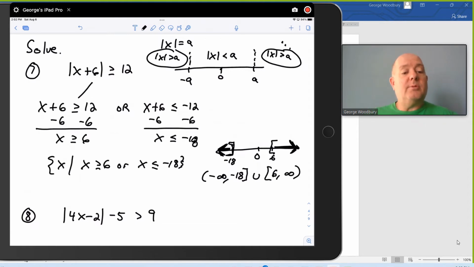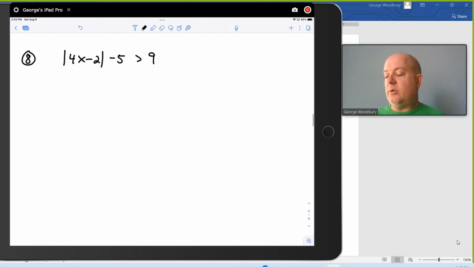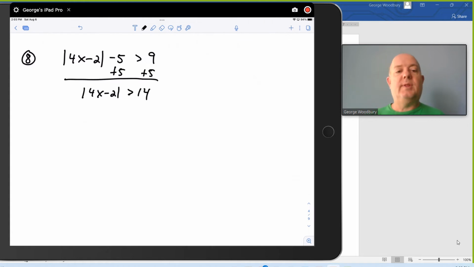Now the other problem at the bottom of the screen, the absolute value there is not isolated yet. So that's going to be our first step, and then solving will be just like solving the first one. We have absolute value of 4x minus 2, minus 5 is greater than 9. So we'll add 5 to both sides of the inequality. Absolute value of 4x minus 2 is greater than 14.